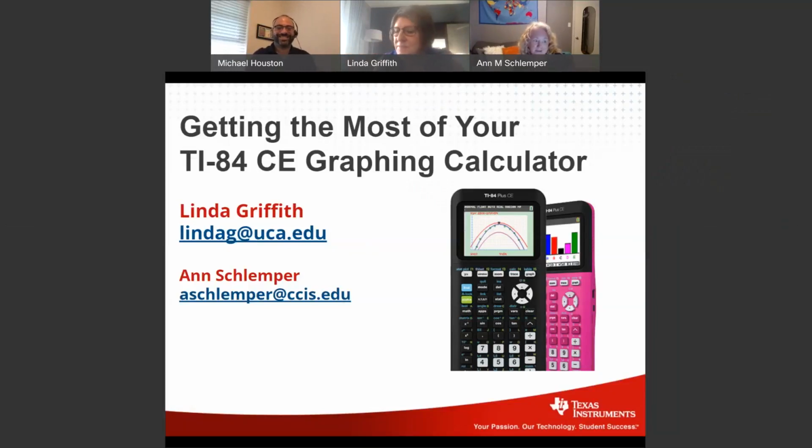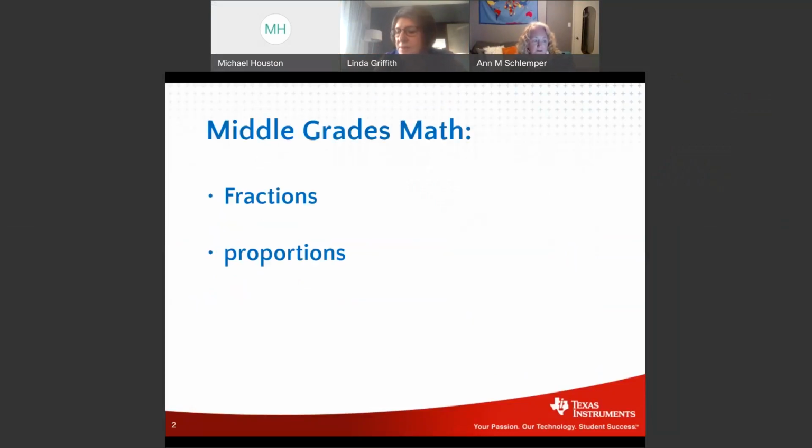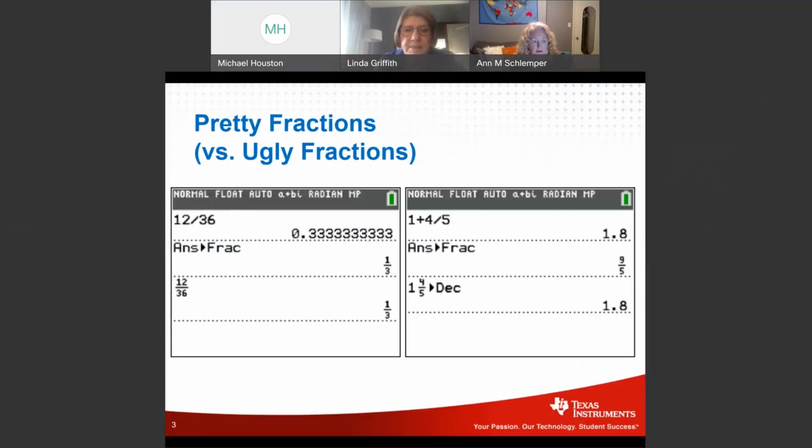Okay, so we're doing getting the most of your TI-84, as you know, and we're going to start with our middle grades topic. First of all, I'd like to show you the cool things that you can do with fractions. What I'd like to do first is show you the old school way of doing fractions and then the cool way now. So let me get to the calculator.